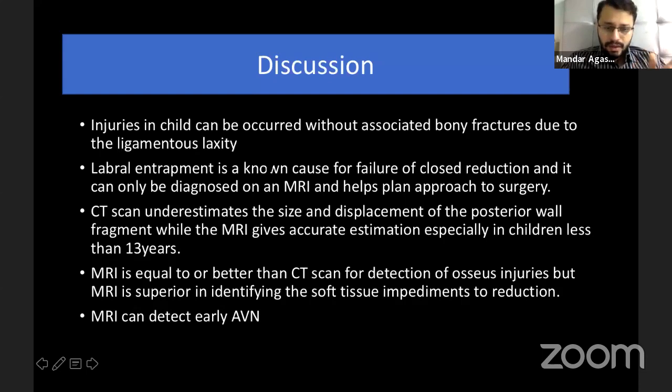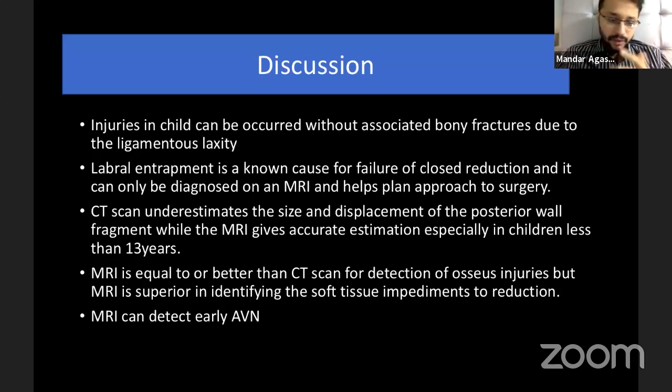So what they have said is something which we usually know, that labral entrapment is a known cause of failure of closed reduction. And what they found is that CT scan underestimated the size and displacement of the posterior wall fragment. This is especially so in children less than 13 years, where there is a large amount of cartilaginous segment. And MRI was actually better in detecting osseous injuries.